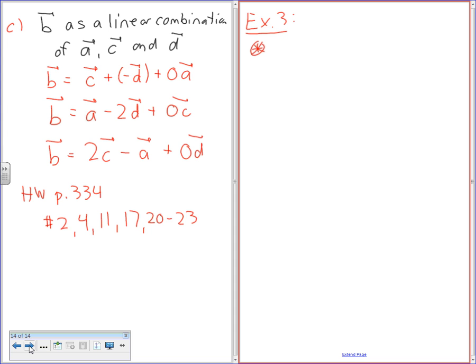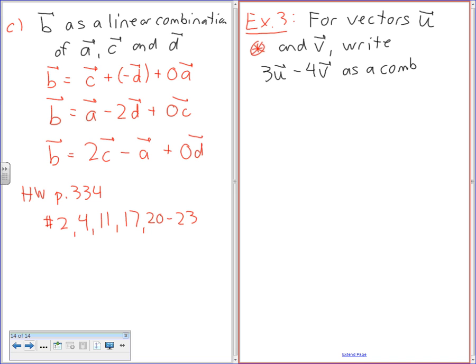Okay, it's going to say, for vectors u and v, write 3u minus 4v as a combination of u plus v and u minus v. Okay, this is a humdinger of a question. Okay, you guys can solve this, no problem. I'll give you the first step, and if I don't have enough time.